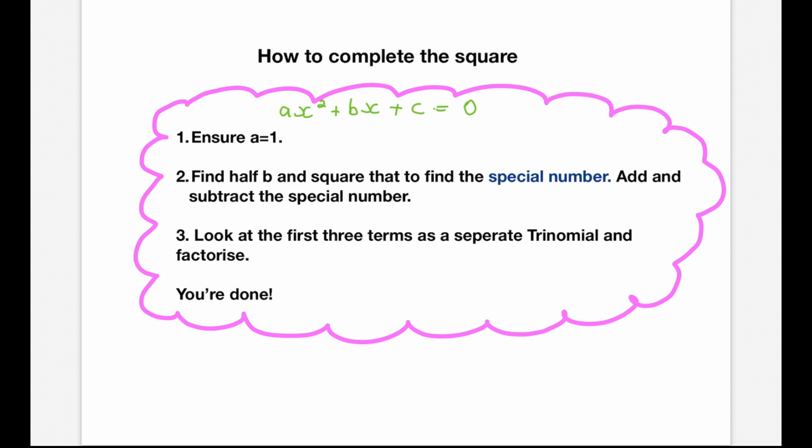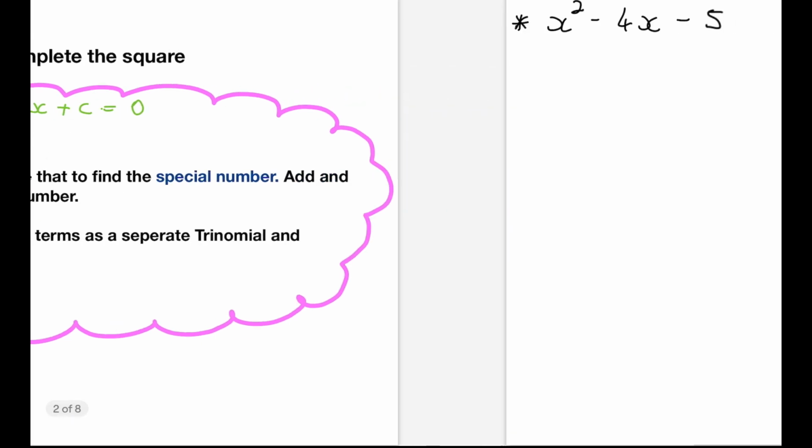The third step is to look at the first 3 terms as a separate trinomial and factorize it. Those are the 3 steps. Ensure a is 1, find half of b and square it to get the special number, which we will add and subtract to the expression. Then look at the first 3 terms as a separate trinomial. That's it. Let's look at some illustrative examples.